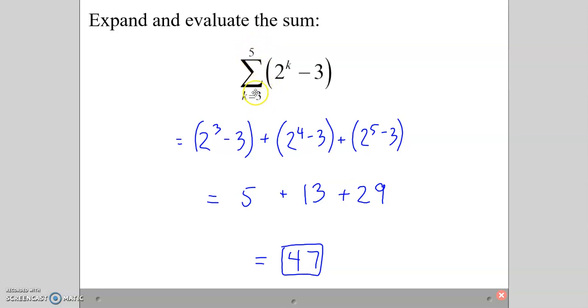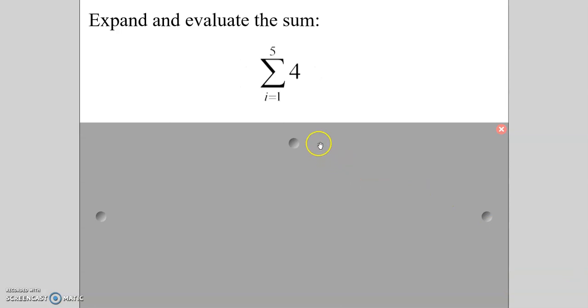Because you're not always starting with the number 1. That just tells you that's the last number you plug in, and this is the first number you plug in, and you plug in all the integers in between. All right, let's look at one that's a little bit tricky.